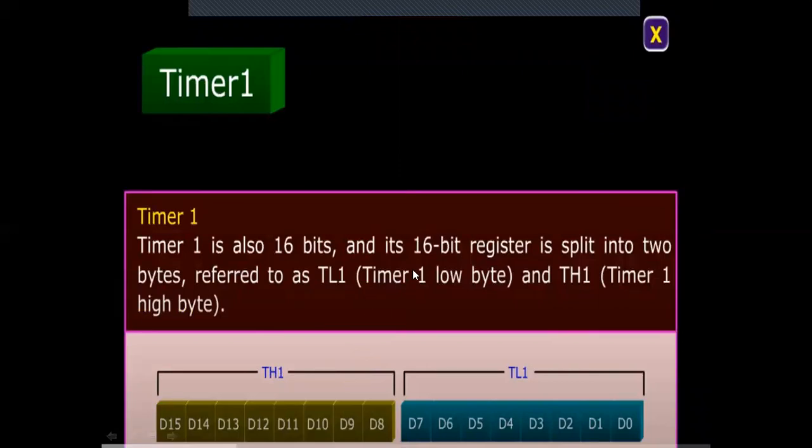Timer 1 is similar to timer 0. It is also a 16-bit register, and just like timer 0, it can also be accessed as low byte and high byte. And here you can see in the diagram the structure: from D0 to D7 the bits are represented as TL1, which is the low byte, and from D8 to D15 of the register it is represented as TH1, which is the high byte. If we have TH0, it means it's timer 0. If we have TH1, it is timer 1. Similarly, TL0 means timer 0, TL1 means timer 1.